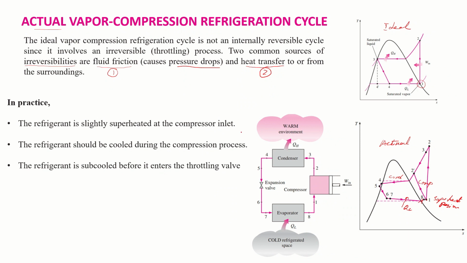So all these processes have some losses, and these losses are the main differences between the ideal and actual cycle. The other differences between the ideal and actual cycle are subcooling of liquid and superheating of vapor. Okay, thank you.